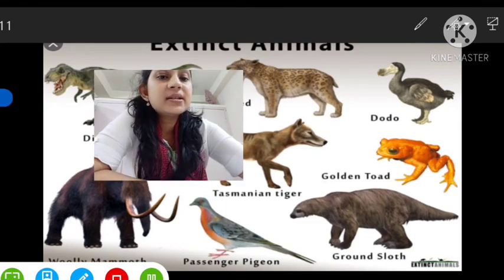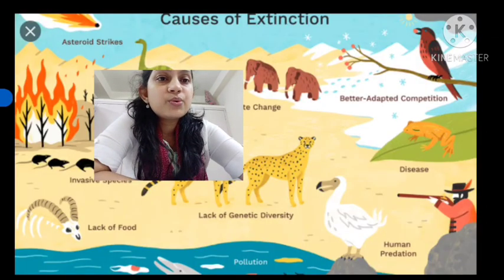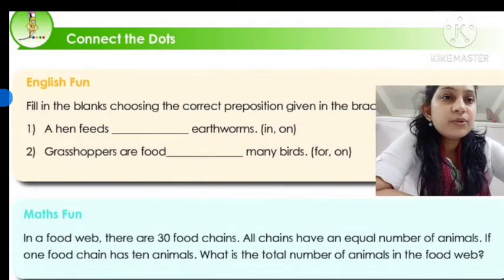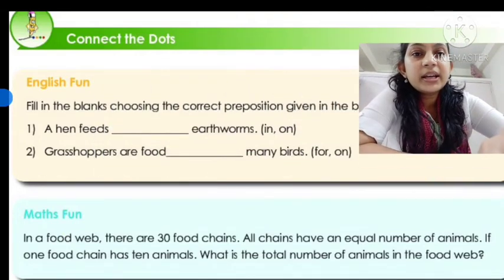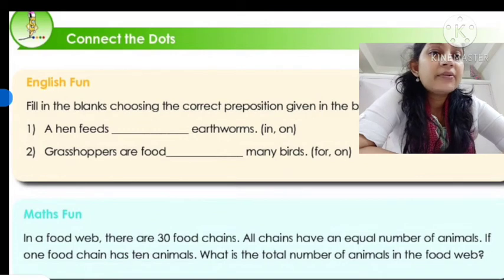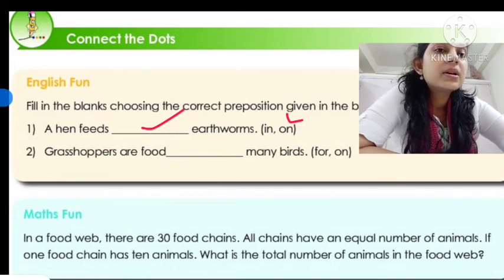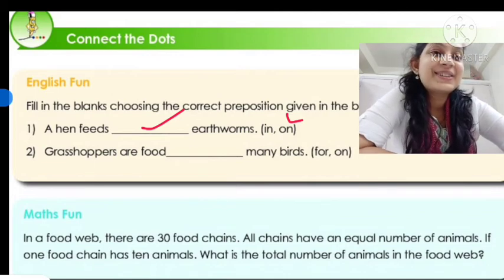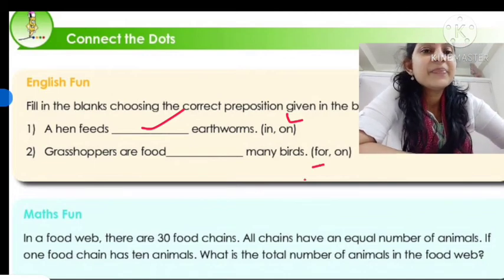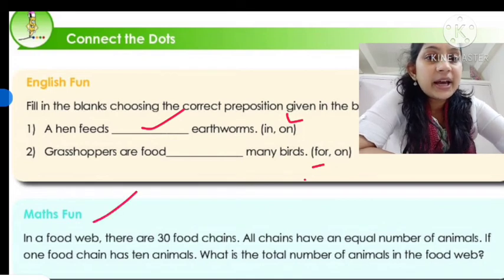Okay, so these are a few things which were in the last part of this chapter that we have discussed. Now let us move ahead to a few more things in the book. See here, an English one, very easy. Hen feeds on earthworm. Then again one more English one: grasshoppers are food for many birds. Of course it will be for many birds. And now see here, a fun maths question.